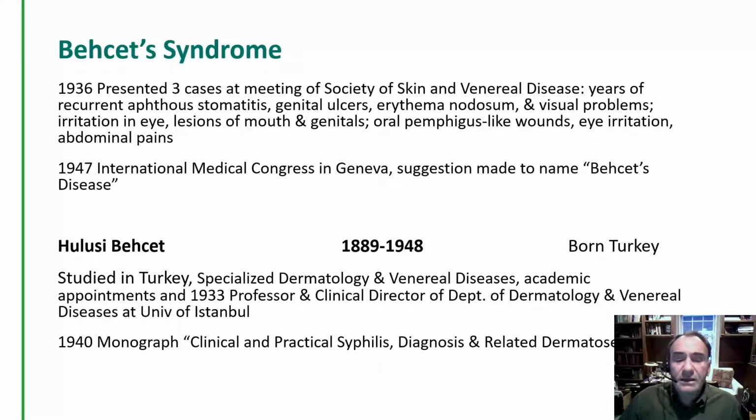Now, who was Behçet? He was Turkish, lived from 1889 to 1948, studied in Turkey initially, where he specialized in dermatology and venereal diseases, which went together back in those days. He had academic appointments in Turkey, and in 1933 became a professor and the clinical director of dermatology and venereal diseases at the University of Istanbul, so quite prominent in Turkey. And in 1940, a monograph he wrote was called Clinical and Practical Syphilis, Diagnosis and Related Dermatoses, for which he was very well known, and I think may have had some early descriptions of Behçet syndrome.